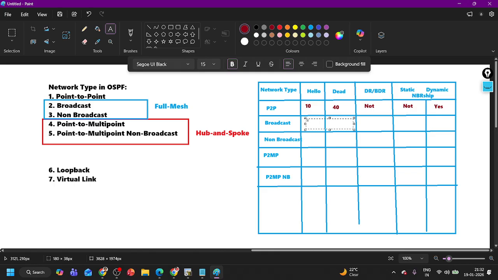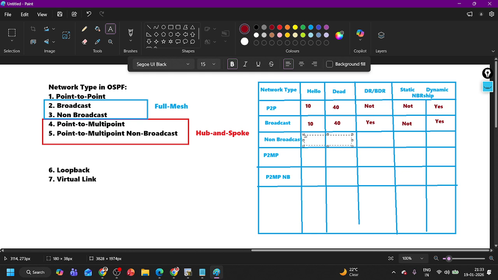In broadcast network type also hello time is 10 seconds, hold on time is 40 seconds, and is DR/BDR required? Yes, DR/BDR is required, and DR/BDR election will happen. Static neighborship, not dynamic neighborship. Yes, right. Broadcast supports dynamic neighborship, even we have seen this in the lab.